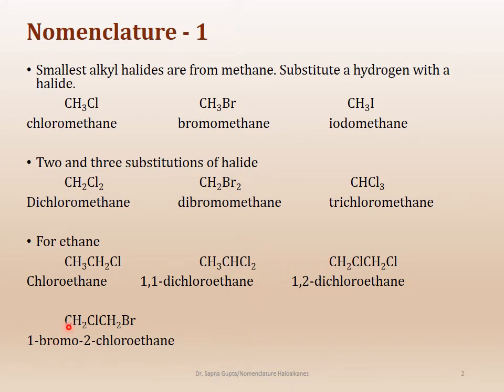And then if you have 2 halides, 2 different halides, then you go ahead and number according to alphabet, and you name also according to alphabet. Okay, if it was longer, you would still give preference to the bromo because it's alphabetically lower.